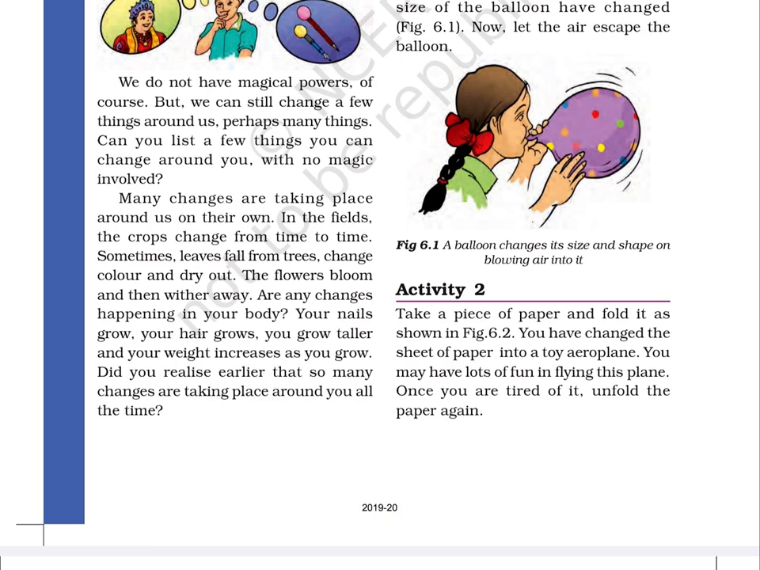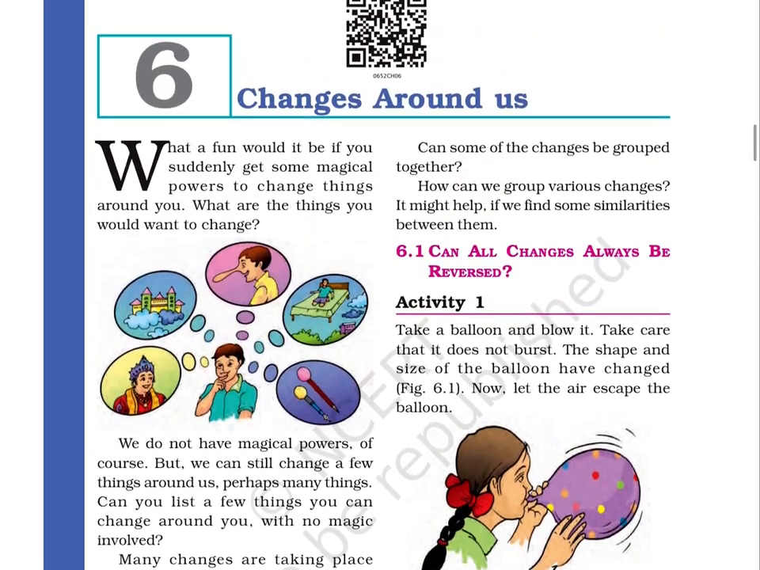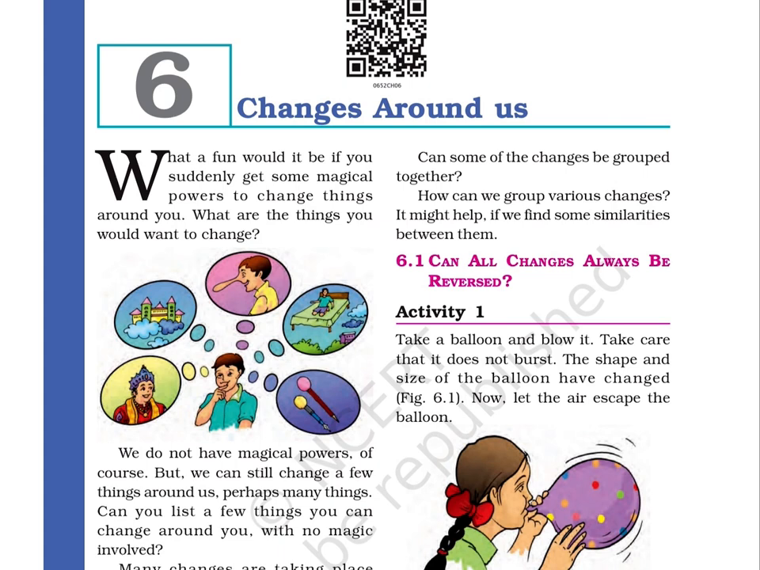Can some of the changes be grouped together? How can we group various changes? It might help if we find some similarities between them. 6.1. Can all changes always be reversed?